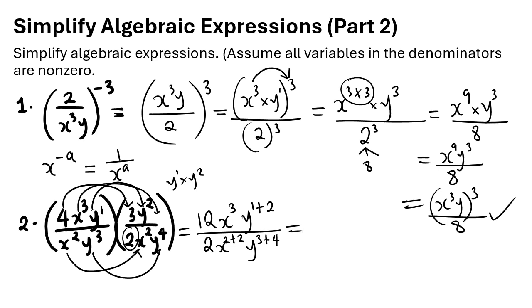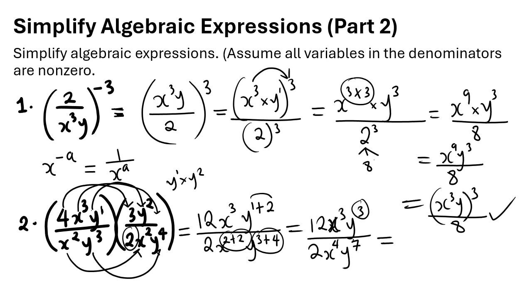So which means I'm looking at 12x to the third power and y to the third power, because 1 plus 2 is 3, okay? So I'm going to divide that by 2x to the 4, so 2 plus 2 is 4. And then y is going to be 3 plus 4, which would be 7. All right, from here, then I can rewrite this expression and then I can actually subtract the exponents because now I am looking at division. So what I can do here is I can divide 12 and 2. So 12 by 2 is 6.